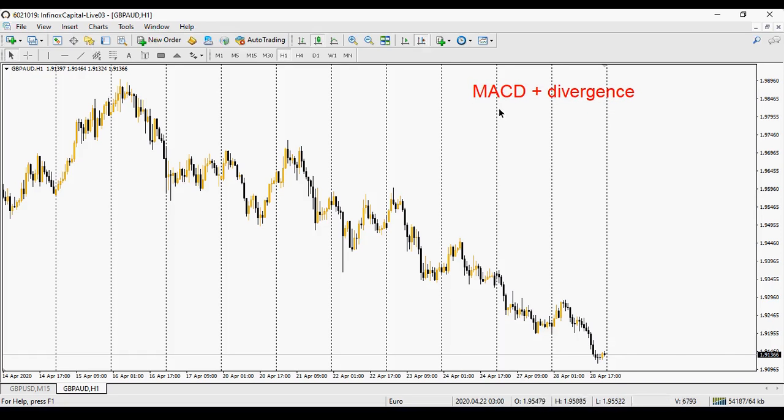MACD divergence strategy. Okay, and I want you to understand, like I told you yesterday, that something is always bigger than strategy. And what is that? Put it in the chat box. What is that thing that is bigger than strategy? What did I say yesterday that is bigger than any strategy? Put it in the chat box now.